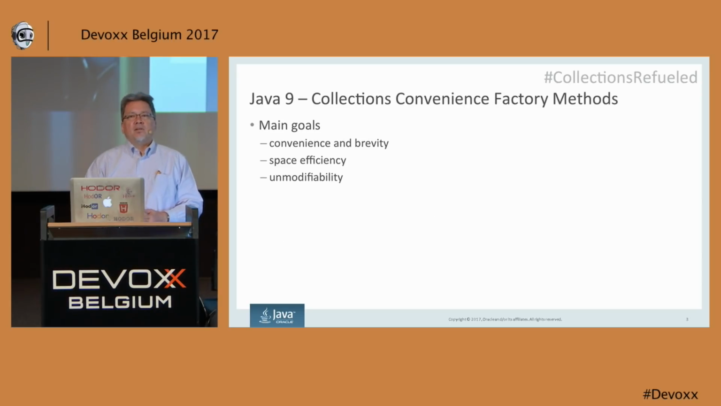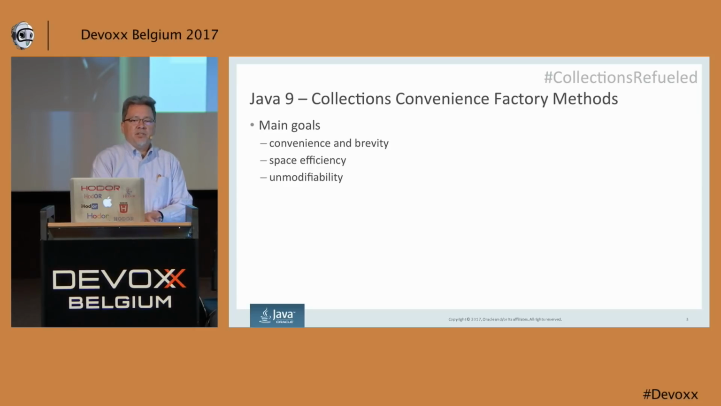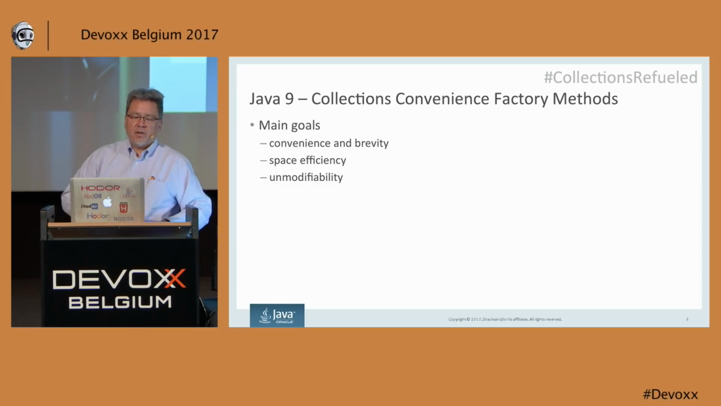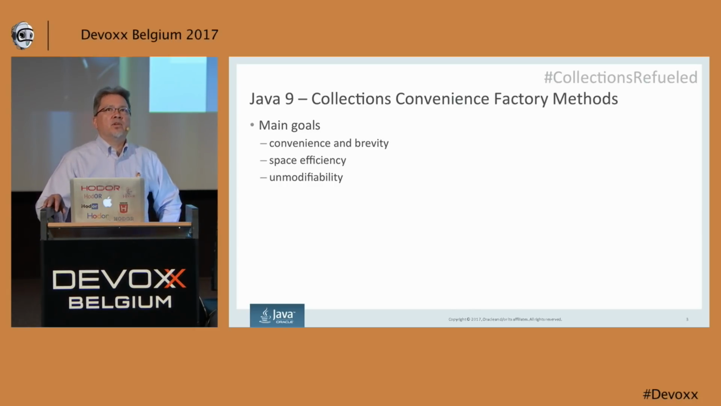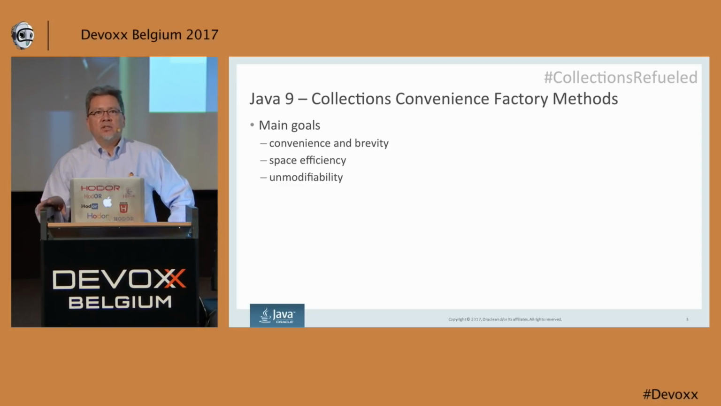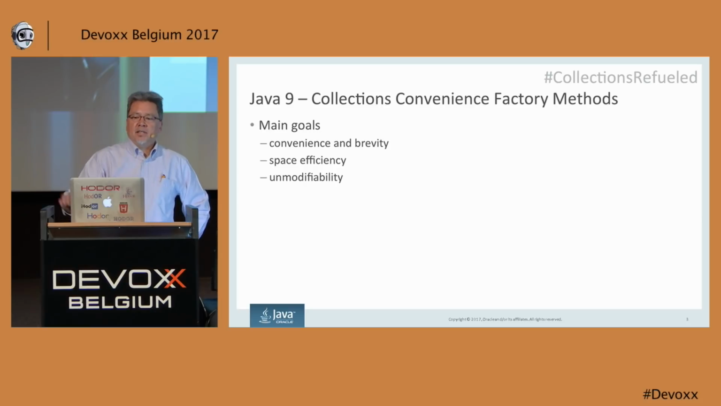The theme of this talk is that Java 8 was a big deal, and in Java 9 we are continuing to move forward with the collections framework. What we did was a project called the Convenience Factory Methods for Collections. The main goals were convenience and brevity, space efficiency, and unmodifiability. A quick word on that: in previous talks and in the Java 9 documentation, it talks about immutability, which I think is a little bit confusing. So I'm going to switch over to using the term unmodifiable, or unmodifiability, henceforth.